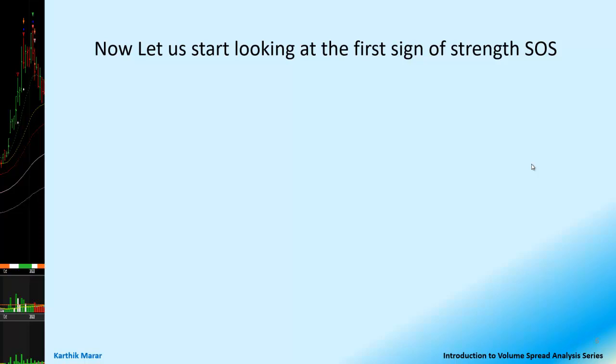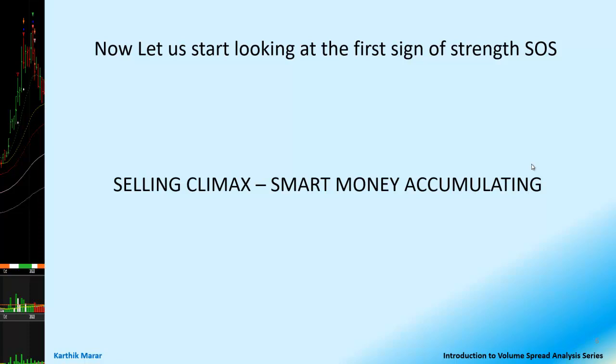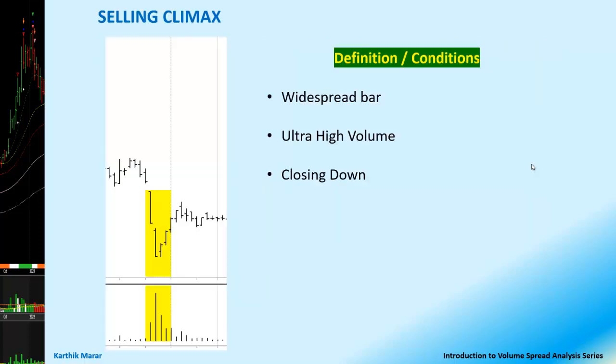Now, let's start looking at the first sign of strength, SOS, the selling climax, where smart money is accumulating. So, first, let's look at the definition of a selling climax. It's a widespread bar, ultra high volume, and it is closing down. As you can see in this chart, this was at ultra high volume, it was closing down, and the spread was wide.